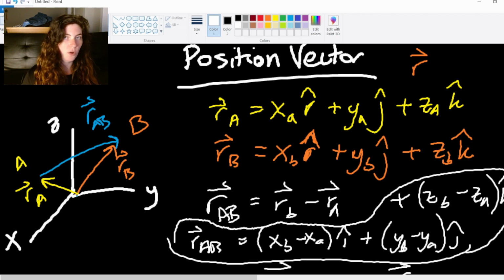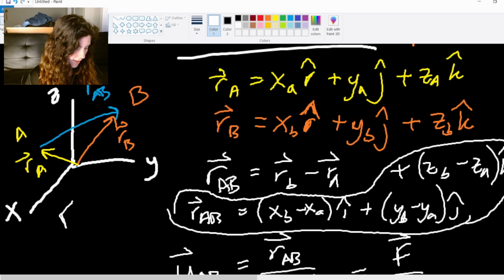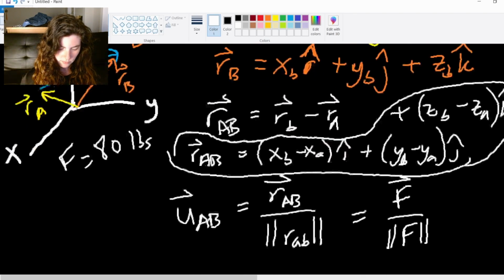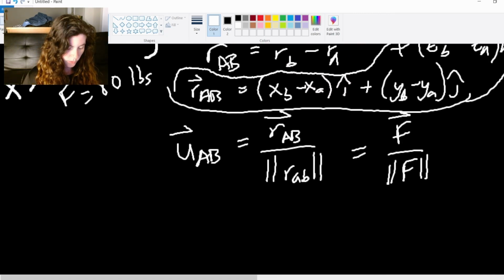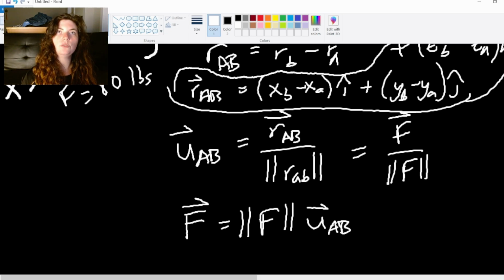Usually they go ahead and give us the magnitude. So if we had some magnitude F equals 80 pounds, what we could then do is find the force vector from this position oriented out in space. So our force vector would be the magnitude of the force times the unit vector of AB. Right? So it's just rewriting, rearranging these equations to get it in a form.